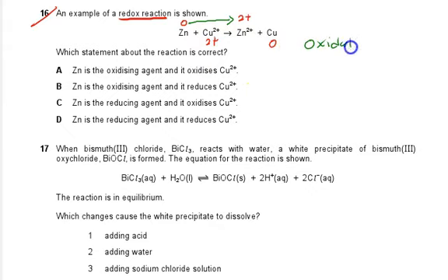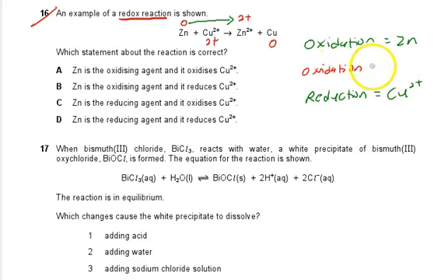So let me just write it down over here. Oxidation is zinc. Reduction is copper 2 plus. And if you're talking about the oxidizing agent, which one helps the zinc to get oxidized? It is copper. Okay, so this is copper. And the same goes for the reducing agent. So here you have zinc.